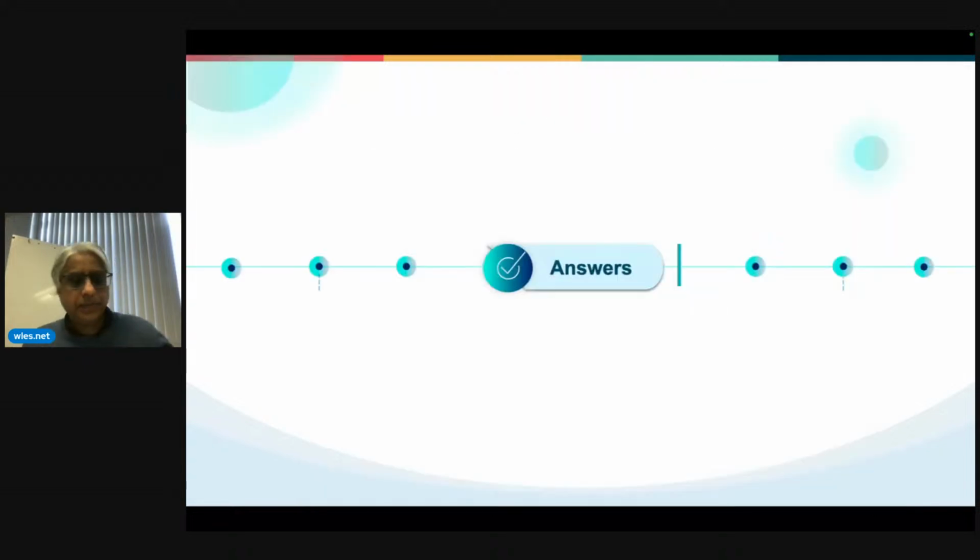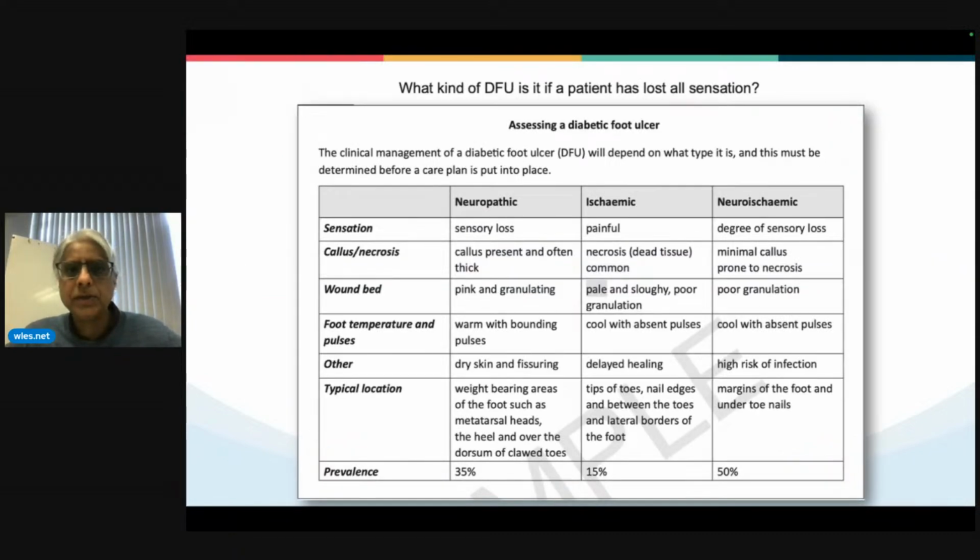Okay, so those were short answer questions, and let's just take a look at the answers. What kind of DFU is it if a patient has lost all sensation? Okay, what kind of diabetic foot ulcer? So with these short answer questions, they actually tell you what type of answer you need. You need to identify the type of DFU. So I always underline that part of the question so I know what I'm looking for.